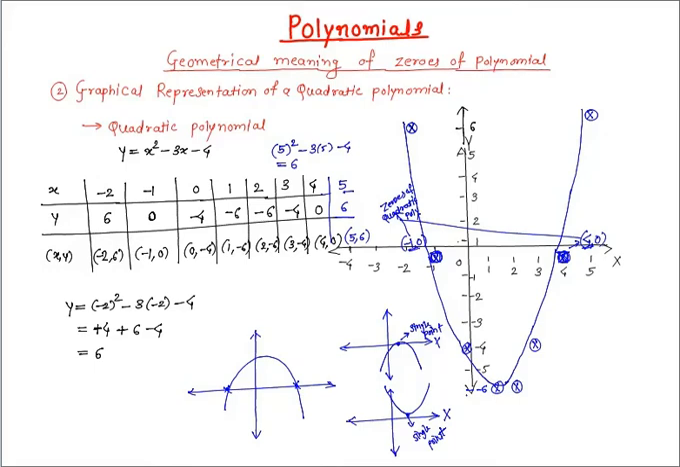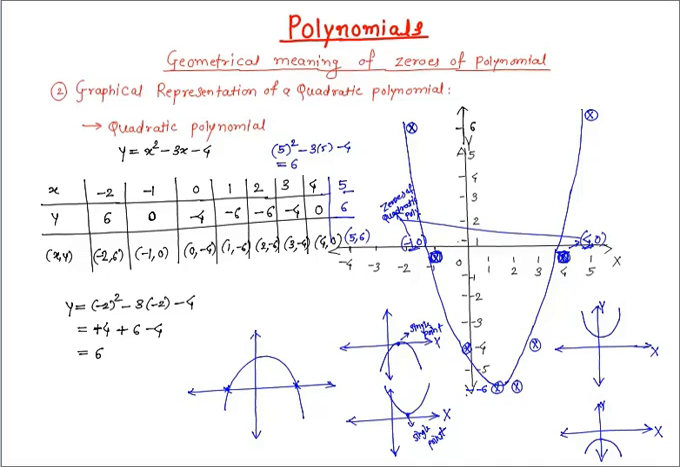Now if we take another case where the parabola and the x-axis have no connection at all. This is one case, and another case is this parabola. Here this parabola has no connection with the x-axis. Can we find the zeros of the polynomial in these two cases? No, because to find the zeros of a polynomial, the graph should cut the x-axis. So in these two cases, the parabola has no connection with the x-axis at all.